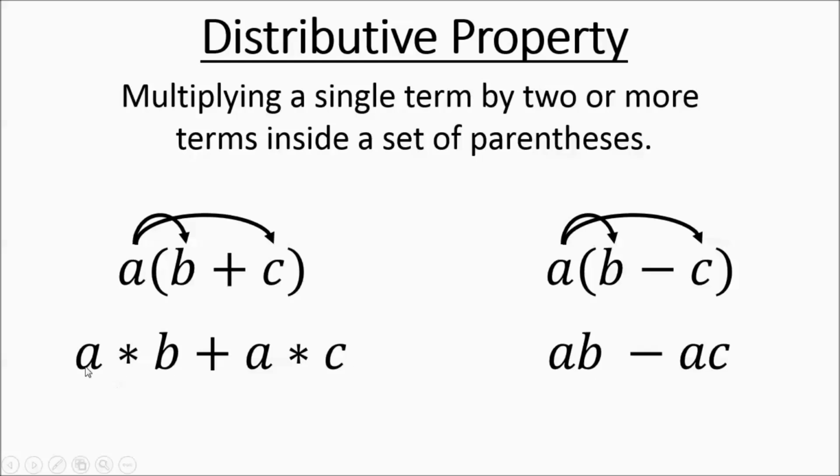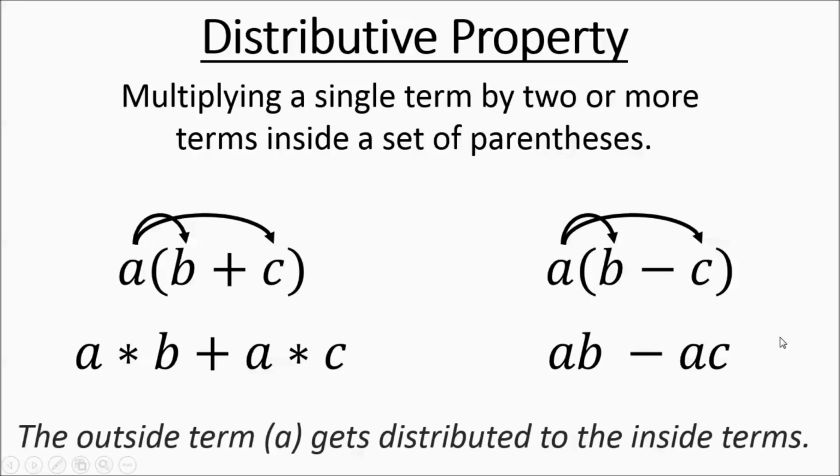And there you go. Now notice how you have AB here, A times B here. They mean the same thing. Same thing with the A times C and AC. In here you were adding the terms and you add their products. Here you were subtracting the terms and you're going to subtract their products. Just be aware that the outside term gets distributed to the inside terms.